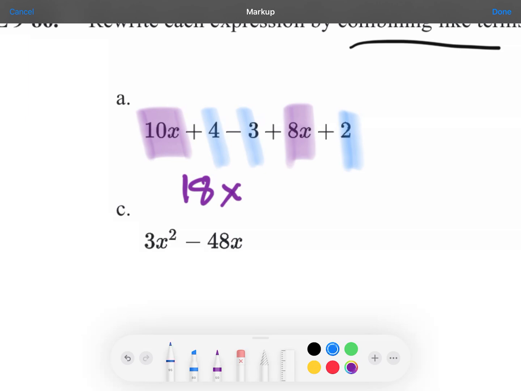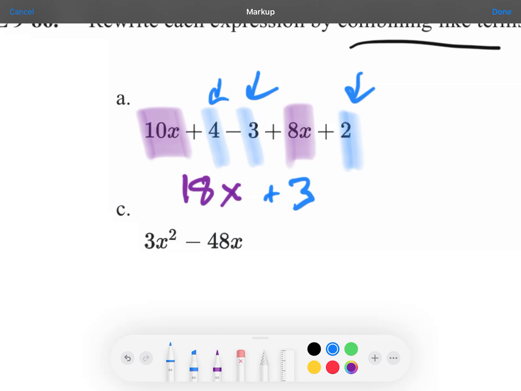And then what I do after that is I'm looking at all these numbers. I have all of those single tiles, right? I have 4 of those. I take away 3 of them, and then I add an additional 2, right? So when I do that, I'm going to end up with a what? Plus 3. Right, so that's it.